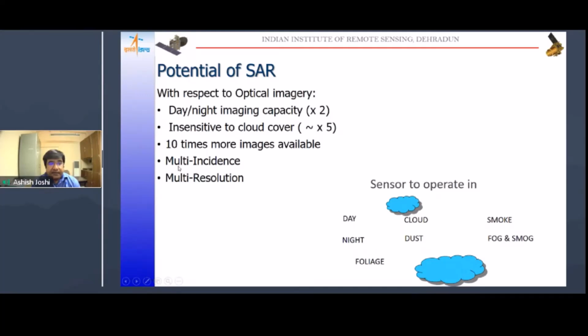It is multi-incidence, means we can have the SAR sensors at different look angles and get different SAR images. And we have multi-resolution, means optical satellite resolution is single, but in SAR we can have different resolutions in a single SAR sensor, means different imaging modes can provide different SAR resolutions.